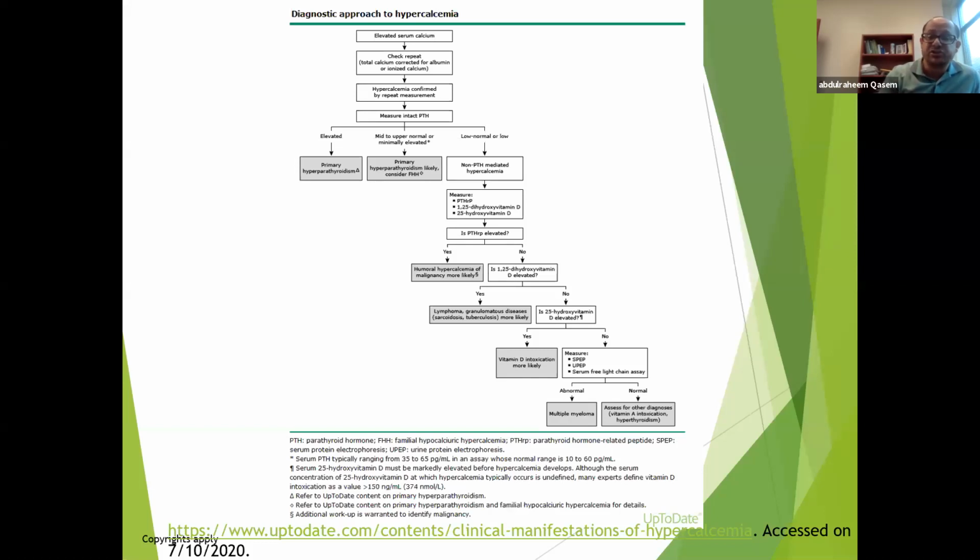Then you do the PTH related peptide. If it is high, then you are dealing with malignancy. If 1,25 dihydroxy vitamin D is elevated, then more likely you are dealing with either sarcoidosis or lymphoma. So this is the kind of workup that will help you. If the PTH related peptide is negative and vitamin D, either the 1 or 25, is low or normal, then you need to do workup for multiple myeloma, which is a very common cause of hypercalcemia.